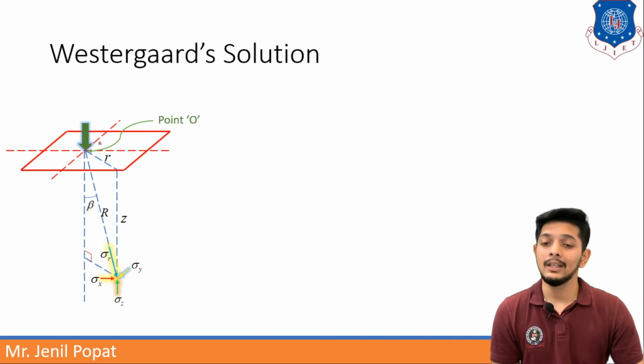Here things are to be marked like r is the radial distance of that point, capital R is the diagonal distance, that is sigma r or resultant, and z is the depth of the point at which we are analyzing the stresses, and beta is the angle between the resultant and the vertical line.